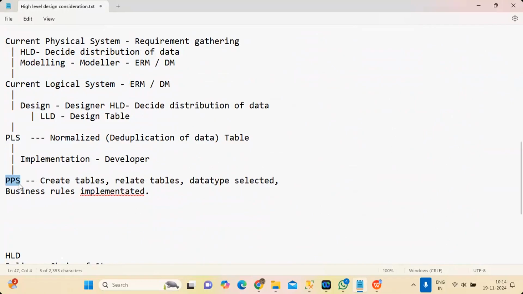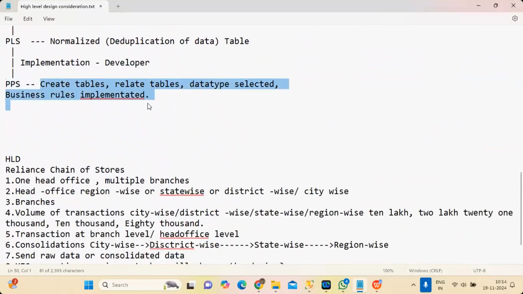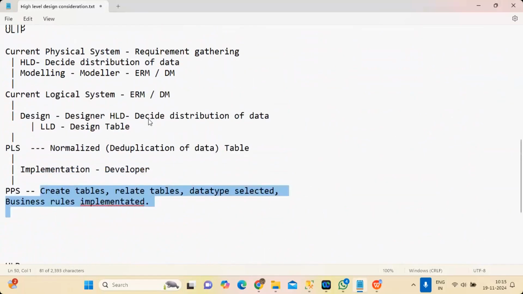And this proposed physical system has to be implemented in a database. So we will have to create a database using the database management system. So these are the set of steps.